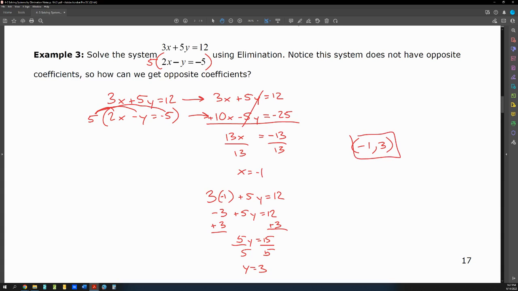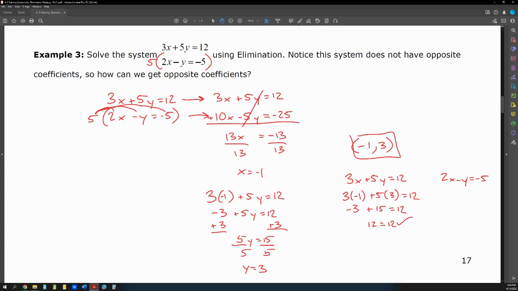Let's go ahead and check our work just real quick. We'll plug into both of the equations. So 3x plus 5y equals 12. In the other original equation, 2x minus y equals negative 5. We'll plug in the coordinates negative 1, 3. So we have 3 times negative 1 plus 5 times 3 in the first equation equals 12. So we have negative 3 plus 15 equals 12. Well, negative 3 plus 15 does equal 12. And so we have 12 equals 12.